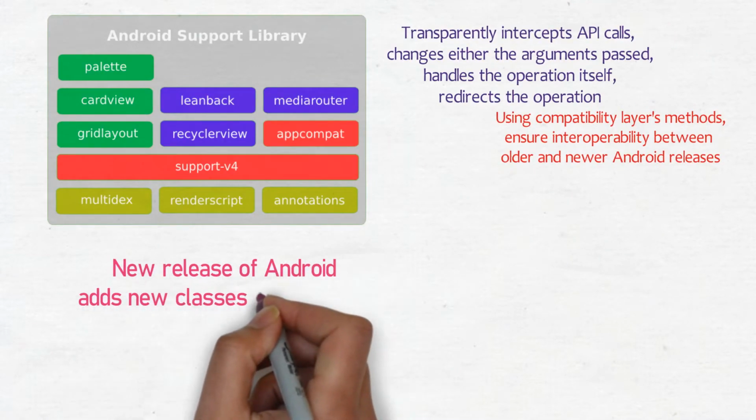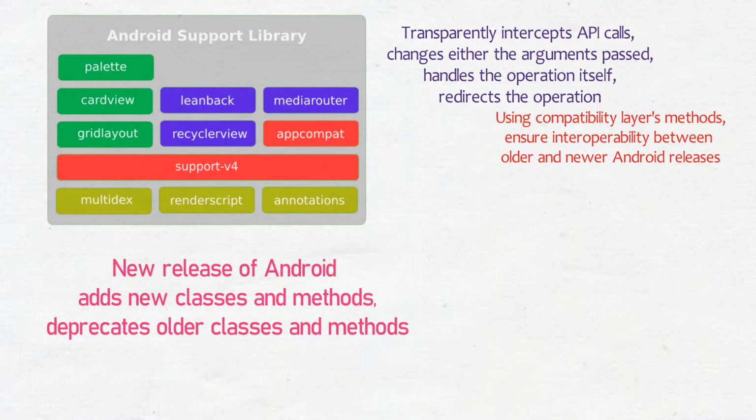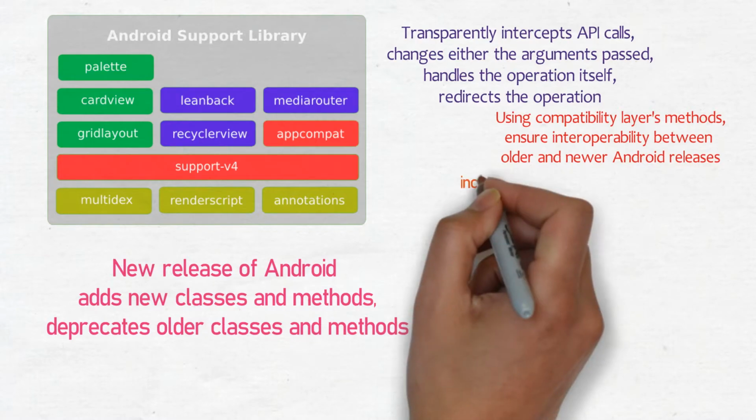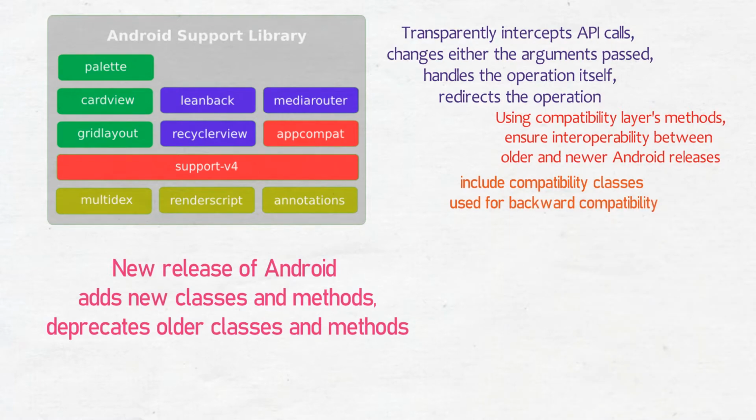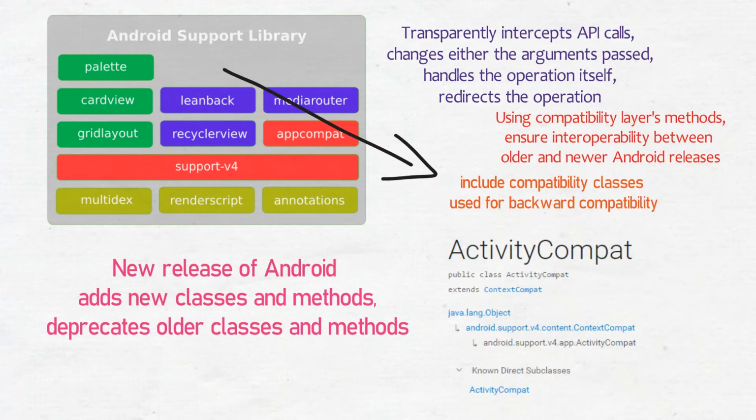Each new release of Android adds new classes and methods and possibly deprecates some older classes and methods. The support libraries include compatibility classes that can be used for backward compatibility. You can identify these classes by their name, as their names include compat, such as ActivityCompat.